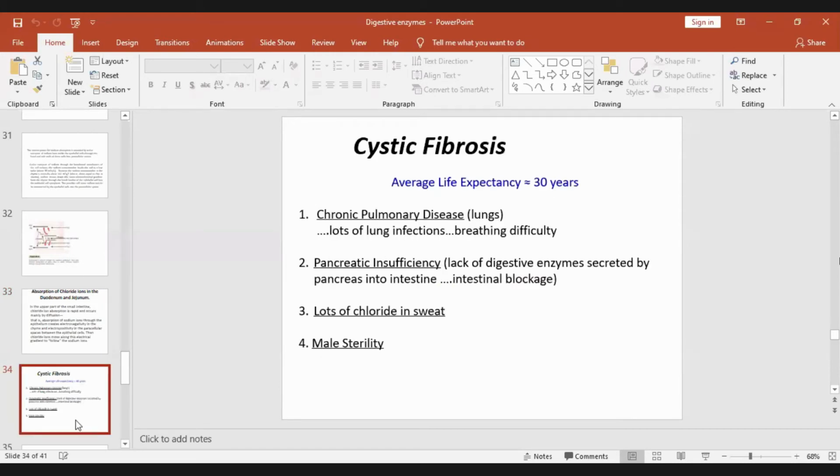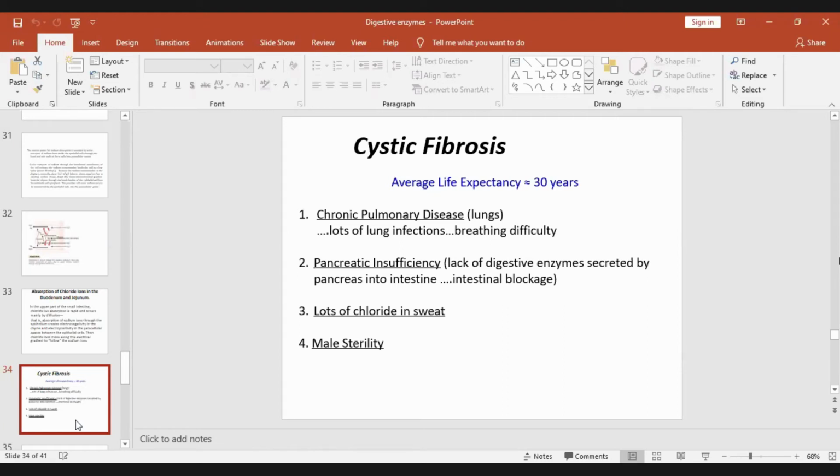Coming to the disease called cystic fibrosis. In cystic fibrosis, the mainly affected organs are the lungs. Pancreatic insufficiency is there. The pancreas is also being affected. When the lungs are affected, it causes difficulty in breathing. Pancreatic insufficiency means lack of digestive and secretory function of the pancreas. There is intestinal blockage, lots of chloride in sweat, and male sterility. So these are the complications that we may find in cystic fibrosis, in the lungs and pancreas.